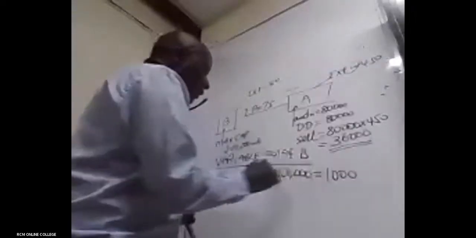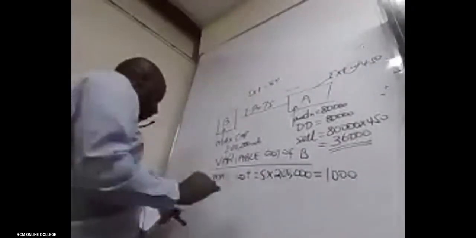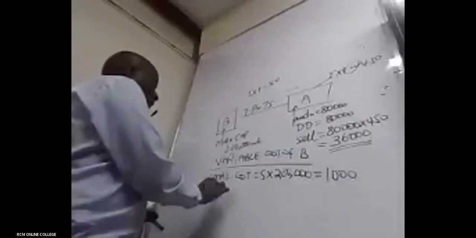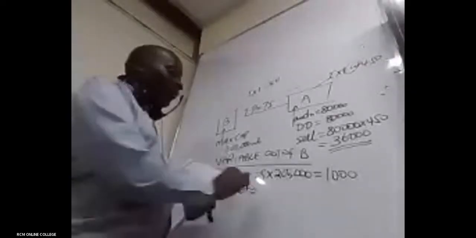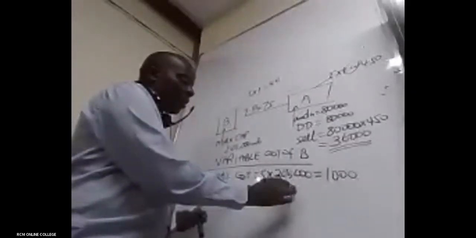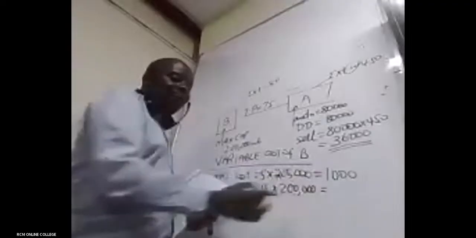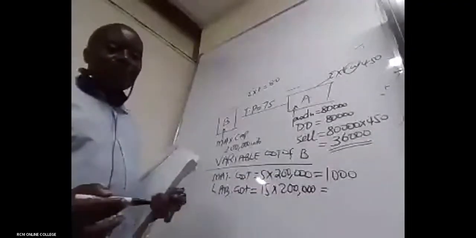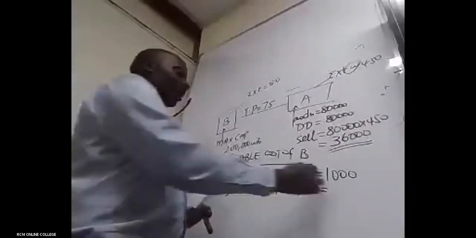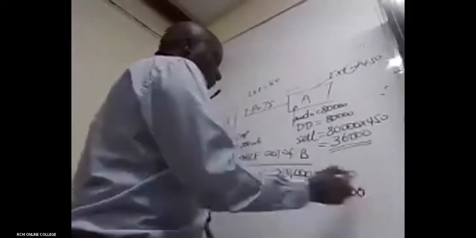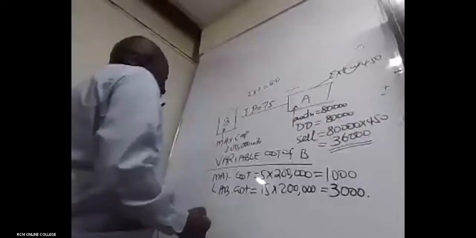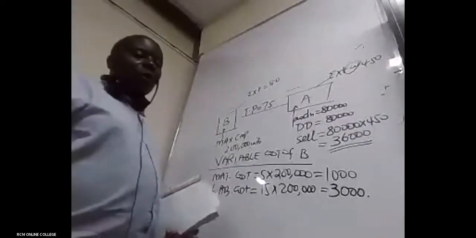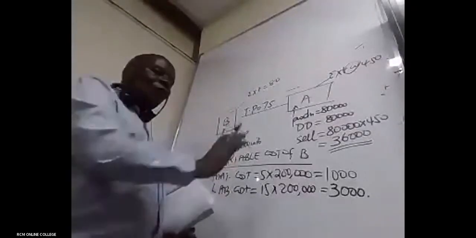1,000. Do we have other variable costs? Labor, isn't it? So we have labor. So labor cost, I should take what times what here? 15 times the 200,000. What do you get, somebody? 3,000. 3,000, in terms of thousands, right? Thank you so much. Do we have any other variable cost really? No. So we are through with the variable cost of B.